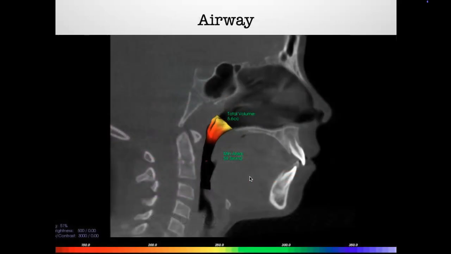All right, here's the airway imaging. And this we've talked about a little bit before. So who can remember or tell me what would be considered normal or average for an 8-year-old as it relates to the minimum constricted area of the airway?